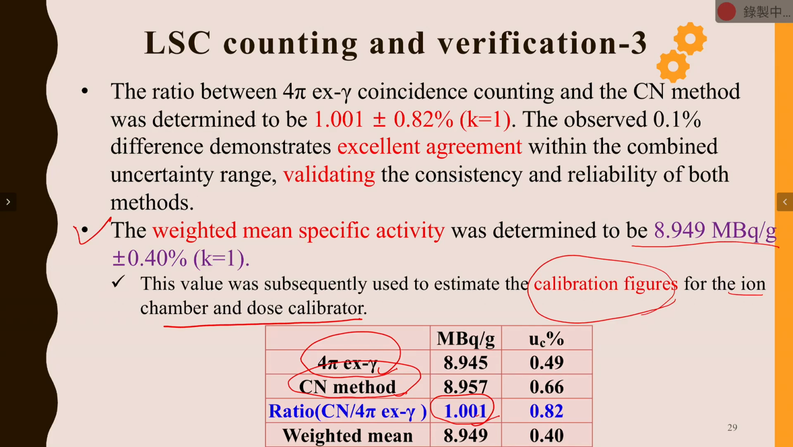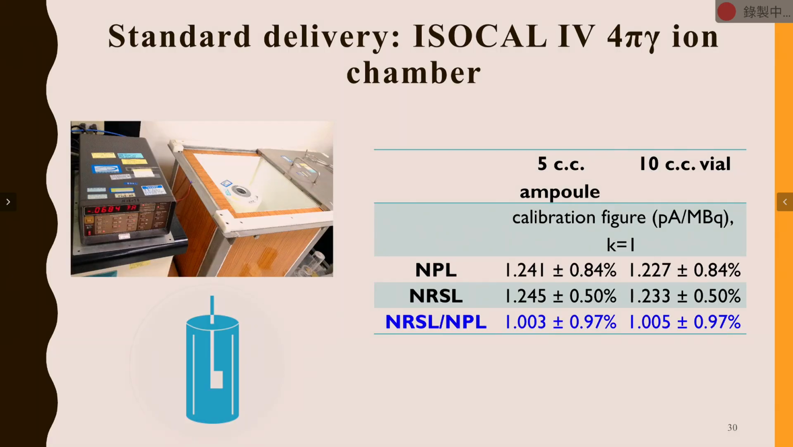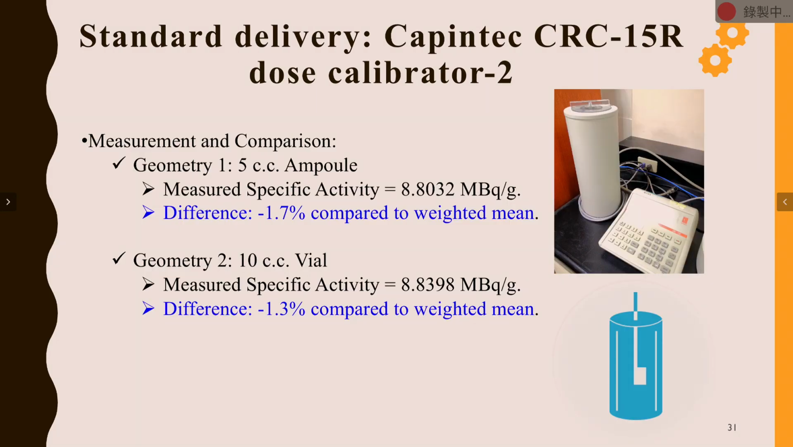So, for the ion chamber, the result demonstrates high consistency with NPL, and this is the ratio for your reference. And next is the dose calibrator. This result indicates minimal variation between different geometries, 5 cc ampoule and 10 cc vial, and this is the difference. Both are within 2% compared to the weighted mean.